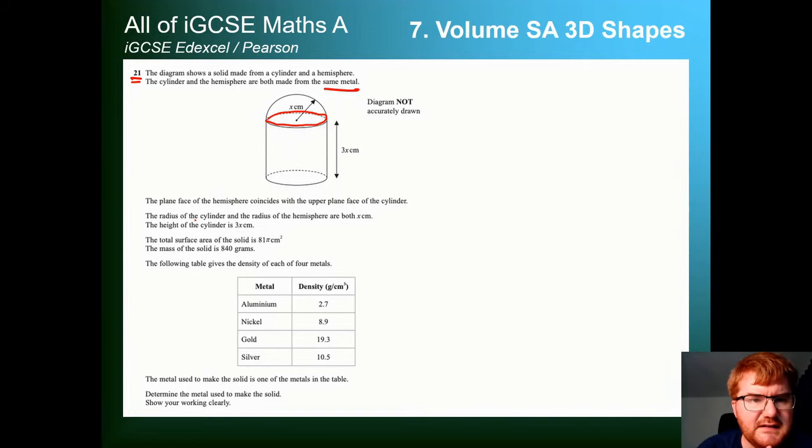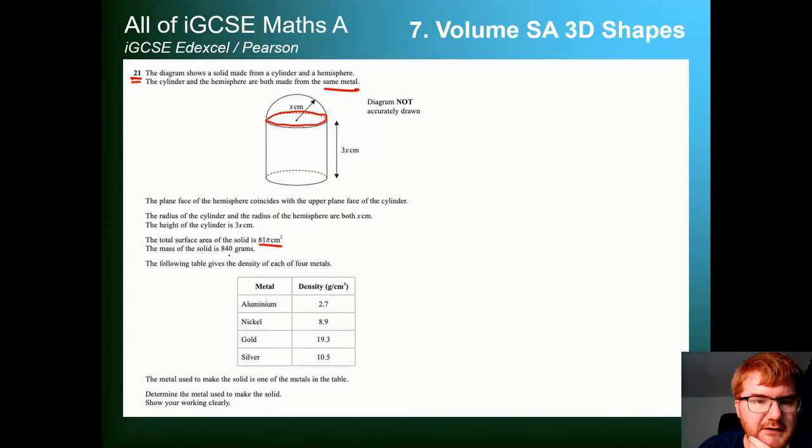The radius of the cylinder and the radius of the hemisphere are both x. Okay, good to know. The height of the cylinder is 3x centimeters. Lots of information in this question. The total surface area of the solid is 81 pi square centimeters.